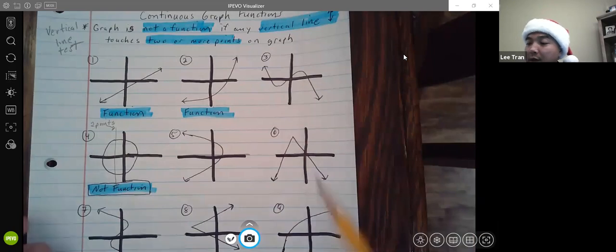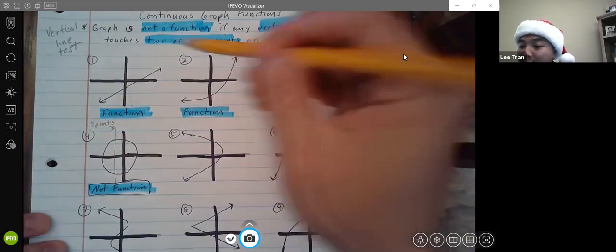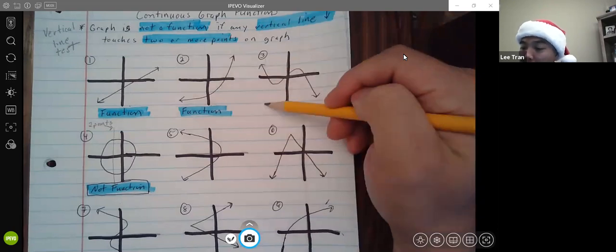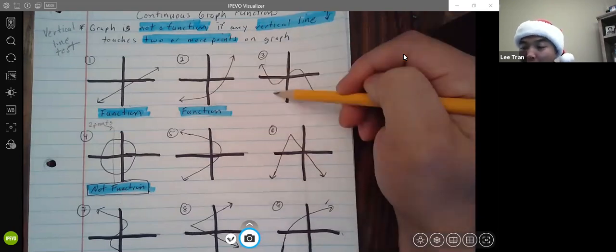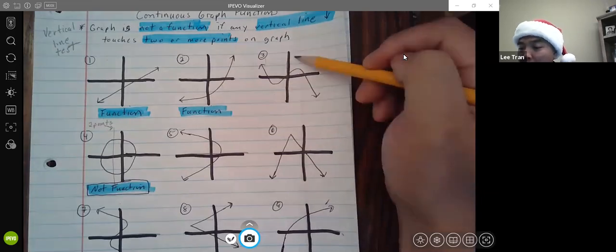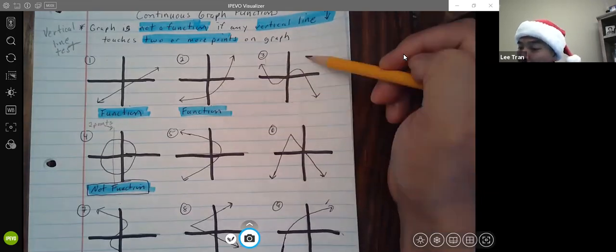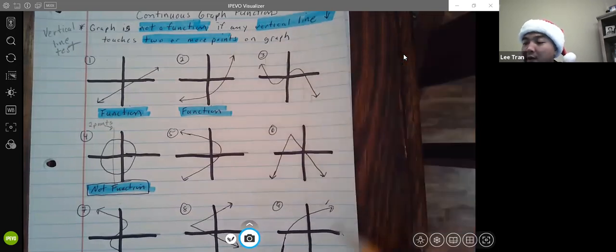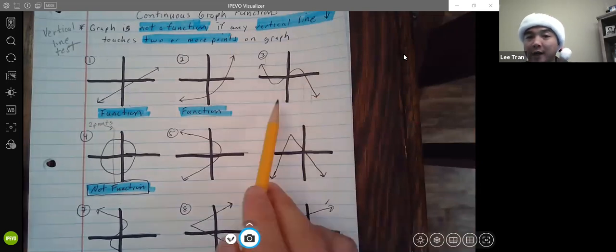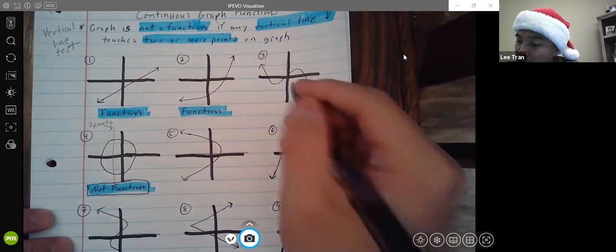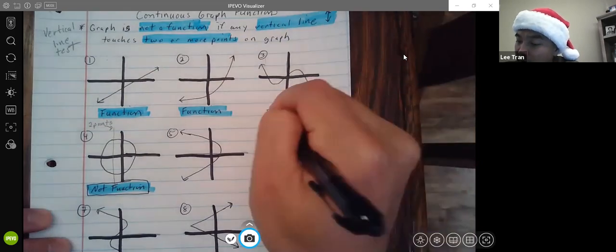Number 3, again, vertical line test. Any vertical line that I draw is only going to hit 1 point on the graph. Any line going straight up and down, it's only going to hit 1 point on the graph. So there's no vertical line I can draw where it hits 2 or more points. So this one would also be a function.